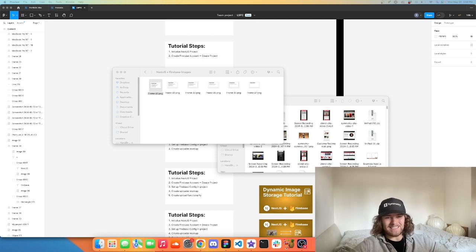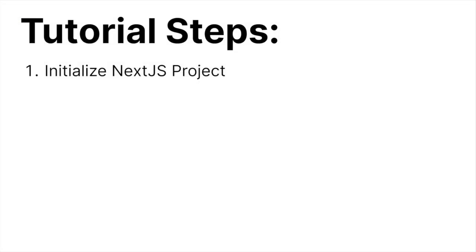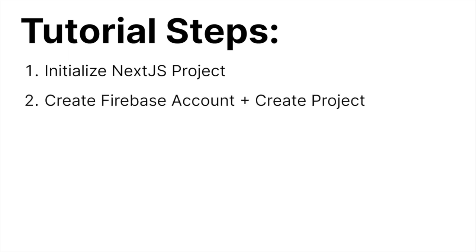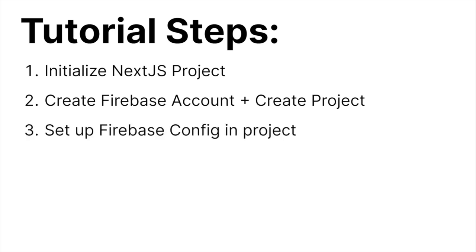very simple and easy steps. So step 1 is going to be initialize your NextJS project. Step 2, create your Firebase account and create your Firebase project within the console. Step 3, set up Firebase config in your NextJS project. Step 4, create your uploader markup, which is going to be where you're going to drag and drop images into a file uploader, press a button, and it's going to send it to Firebase.